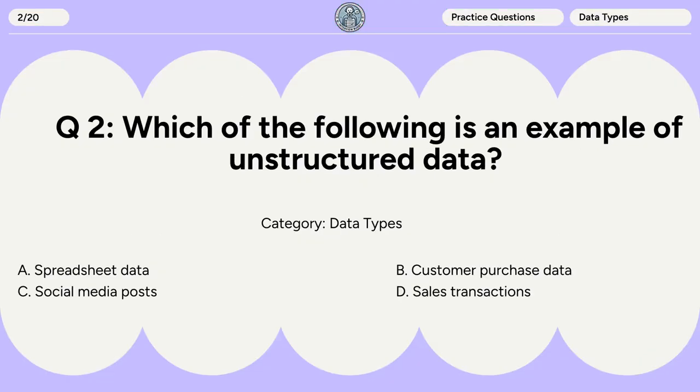Question 2. Which of the following is an example of unstructured data? A. Spreadsheet data. B. Customer purchase data. C. Social media posts. D. Sales transactions.